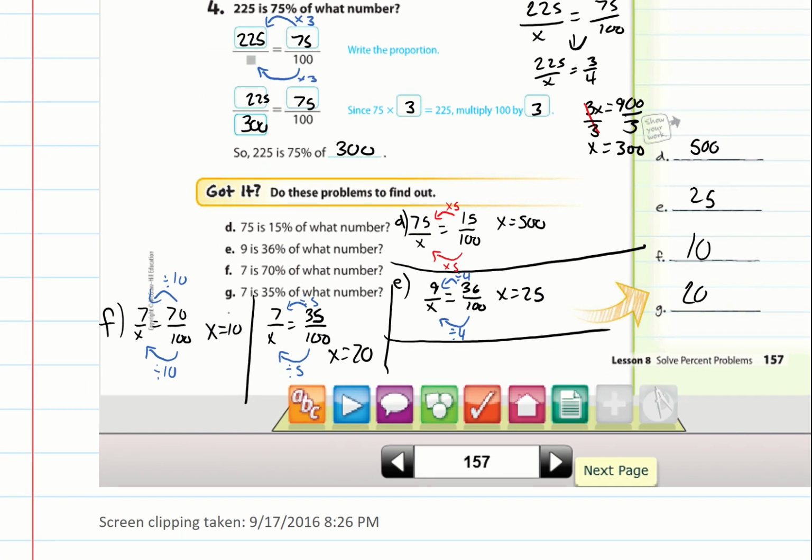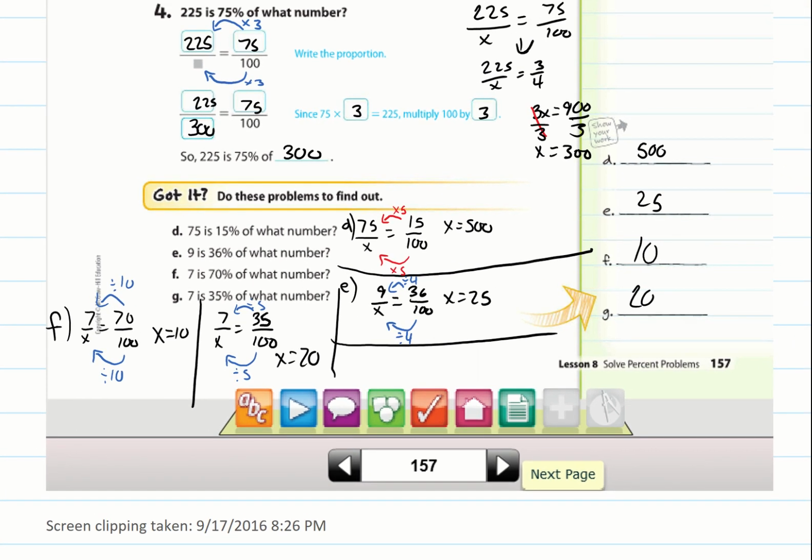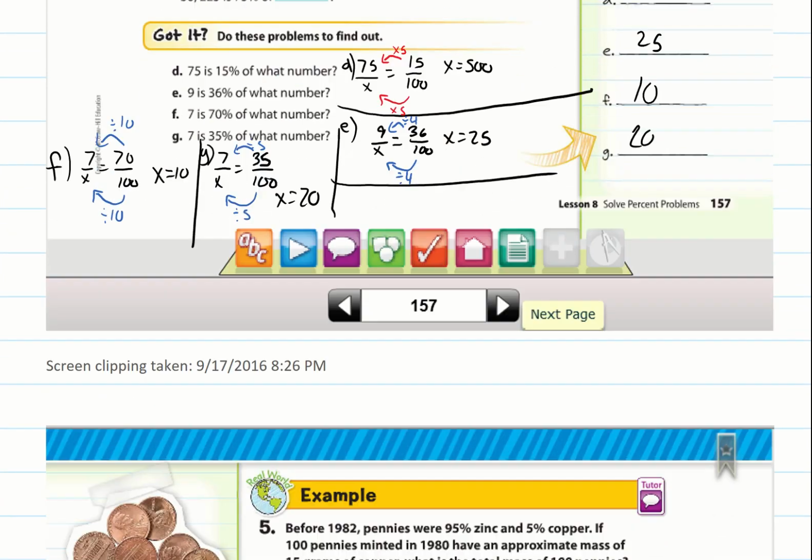F, all the way to the left, we have 7 is 70% of what number? So we have 7 over x equals 70 over 100. 70 divided by 10 gives me 7. 100 divided by 10 is going to get me 10. So F is 10. For G, I have 7 is 35% of what number? So I have 7 over x equals 35 over 100. 35 divided by 5 is going to be 7. 100 divided by 5 equals 20. So we get the final answer of 20.